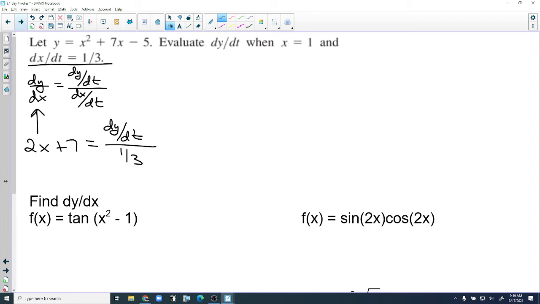It seems like we have two unknowns, but I only have one because they're telling us to evaluate this at x equals 1. So 9 is equal to dy dt over 1/3. So we multiply by 1/3. So the answer to the question, dy dt, is 3. 1/3 of 9 is 3.